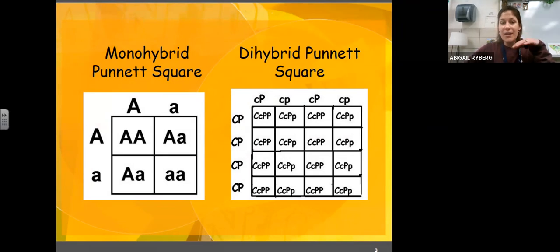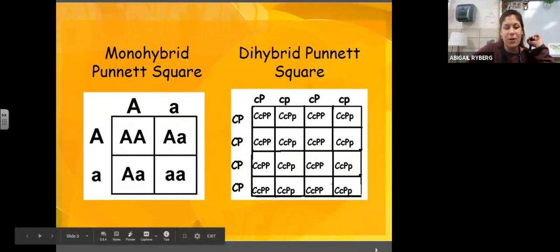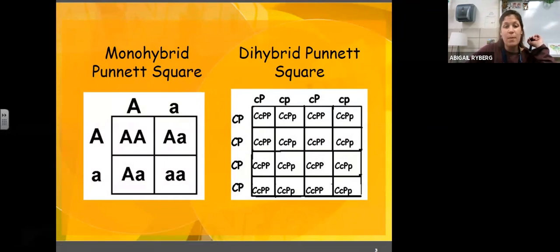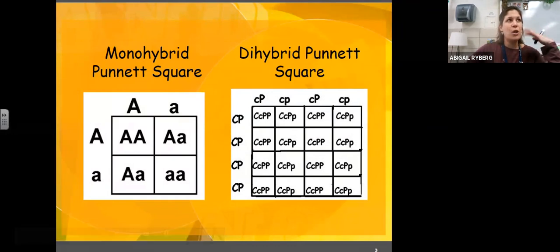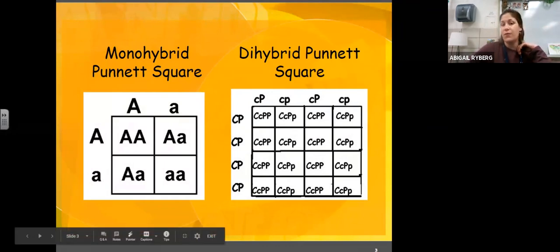Now I'm going to start from the beginning, so don't freak out, but in middle school, you should have already done some practice with monohybrid Punnett squares here on the left. And remember, mono means one. So this is a Punnett square looking at just one trait. It may be the color of a flower or the length of the stem or whatever it may be, looking at one trait. We're going to practice monohybrid squares here for a few days.